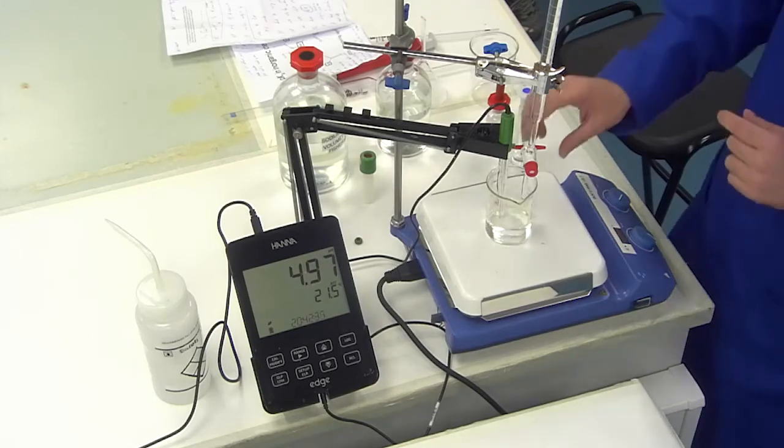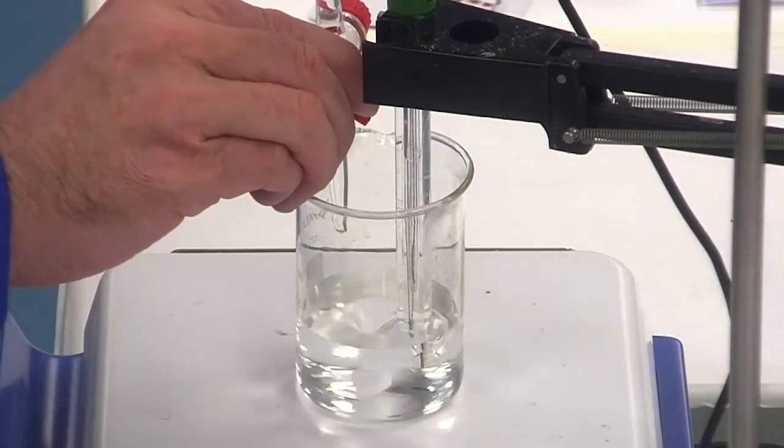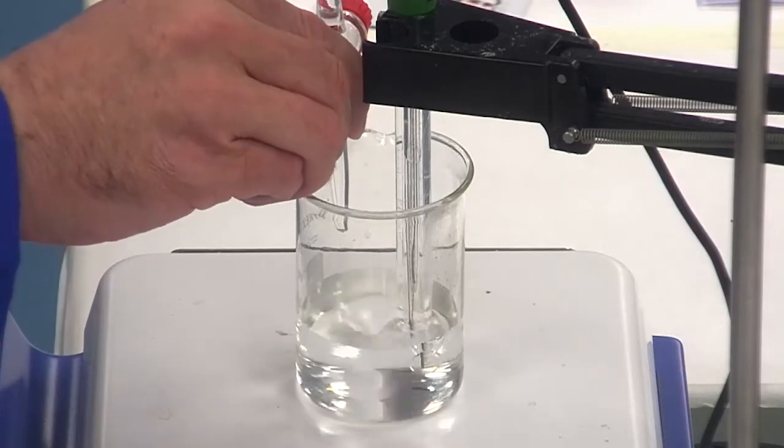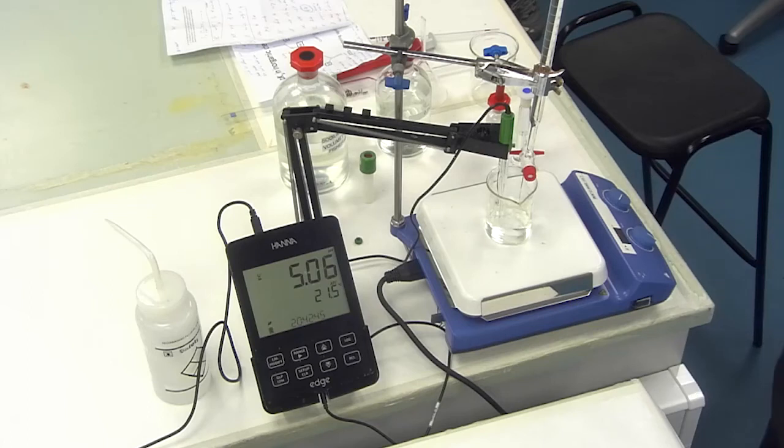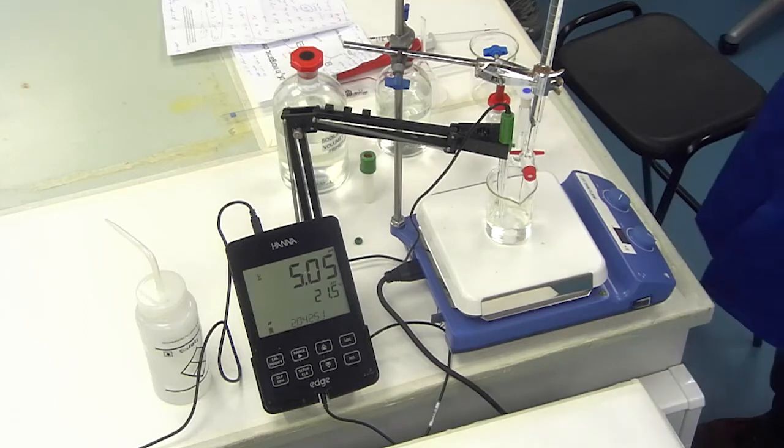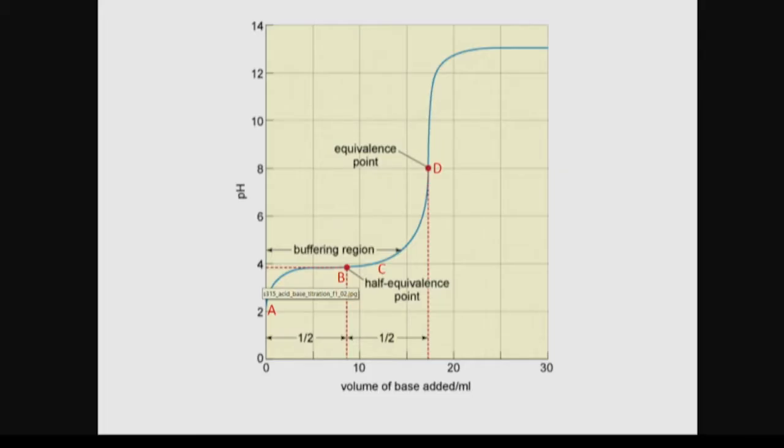So I'll add a bit more sodium hydroxide, and as you might expect, the pH rises a little bit. This is all because I'm changing the amount of A- and the amount of HA present. What we end up doing with this data is basically constructing a titration curve.